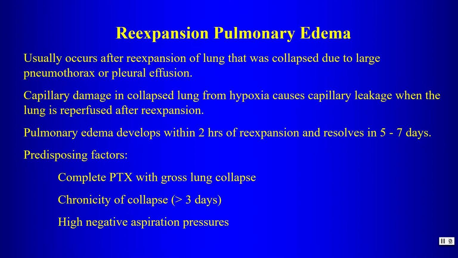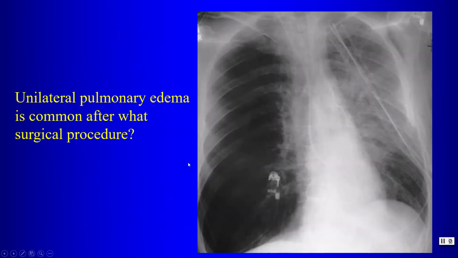Predisposing factors are complete pneumothorax with gross lung collapse, chronicity of collapse, especially greater than 3 days, or high negative aspiration pressures if the fluid is evacuated too quickly.